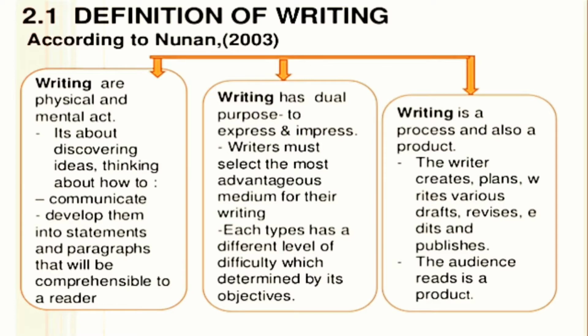Now, according to Nunan in 2003, writing is a physical and mental act. It's about discovering ideas, thinking about how to communicate, and developing them into statements and paragraphs that will be comprehensible to a reader. Writing basically has dual purposes, to express and impress. Writers must select the most advantageous medium of their writing. Each type has a different level of difficulty, which is determined by its objective.